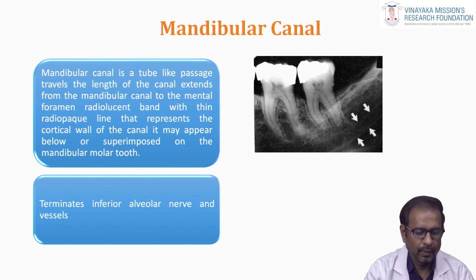It may appear below or superimposed on the mandibular molar teeth. It is often present below the mandibular teeth. The inferior alveolar nerves and arteries pass through the mandibular canal. The anterior end of the mandibular canal is the mental foramen.